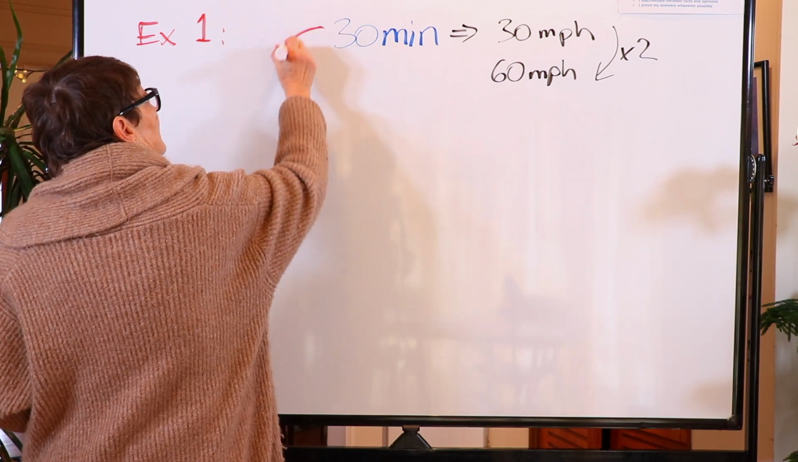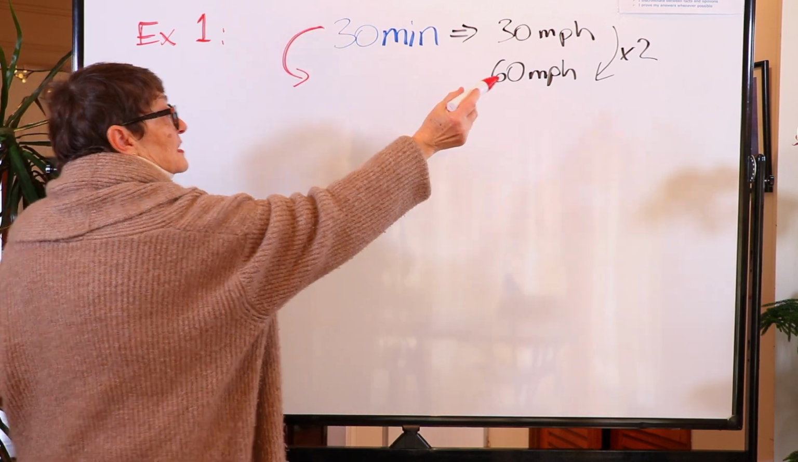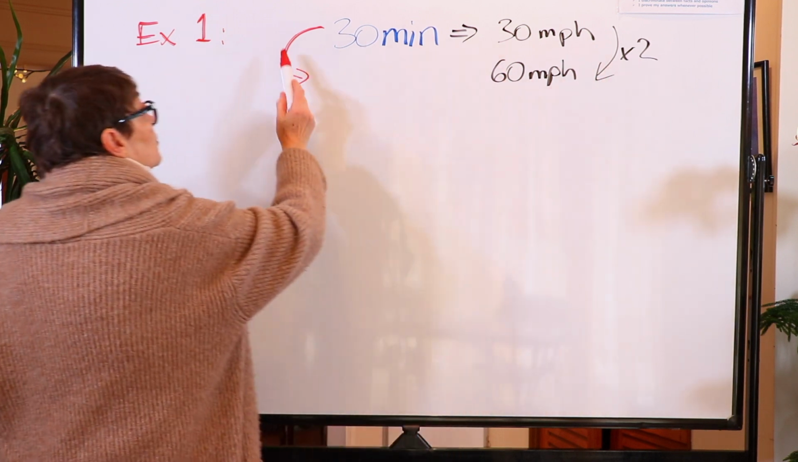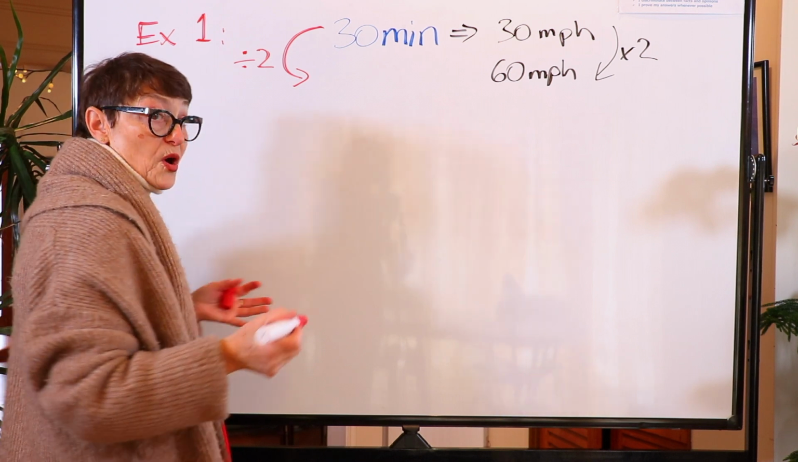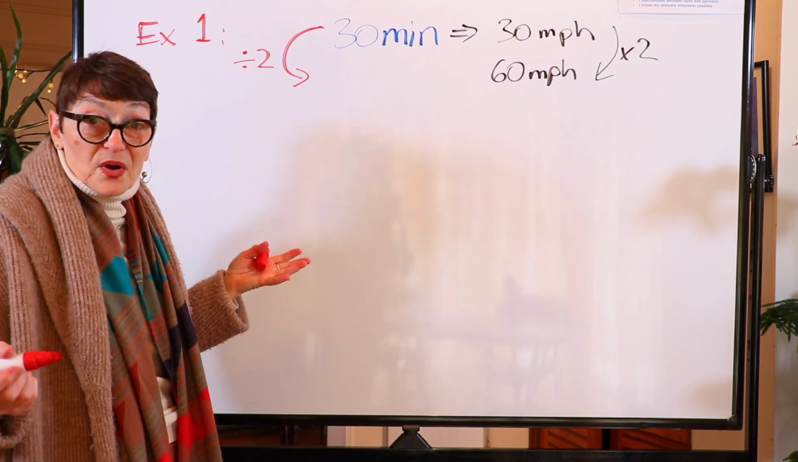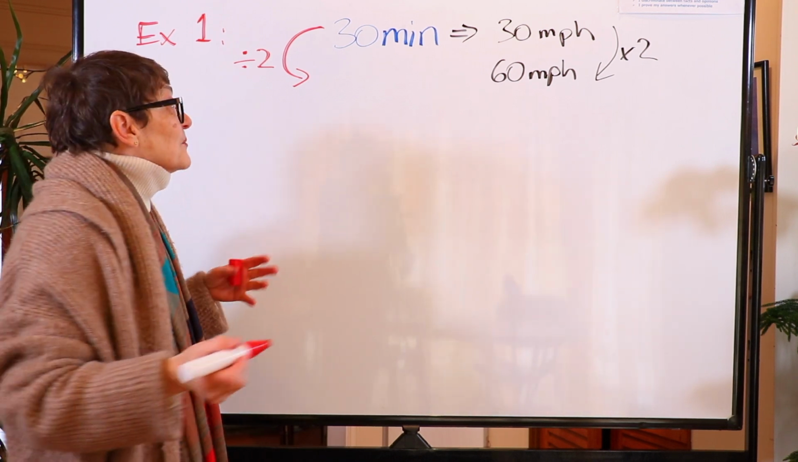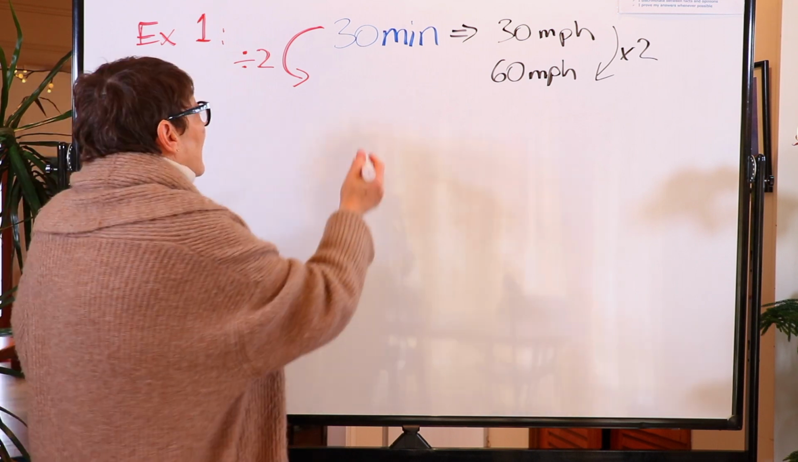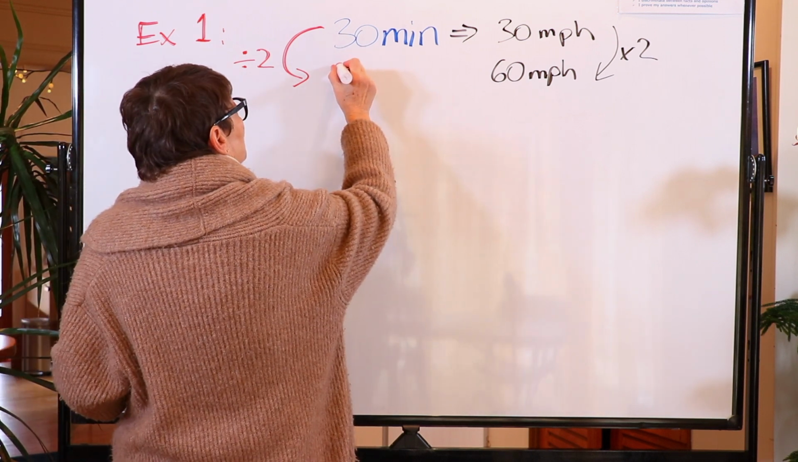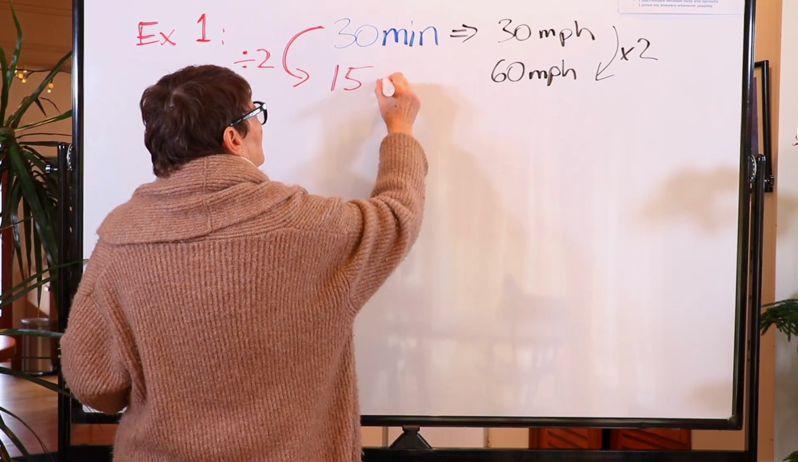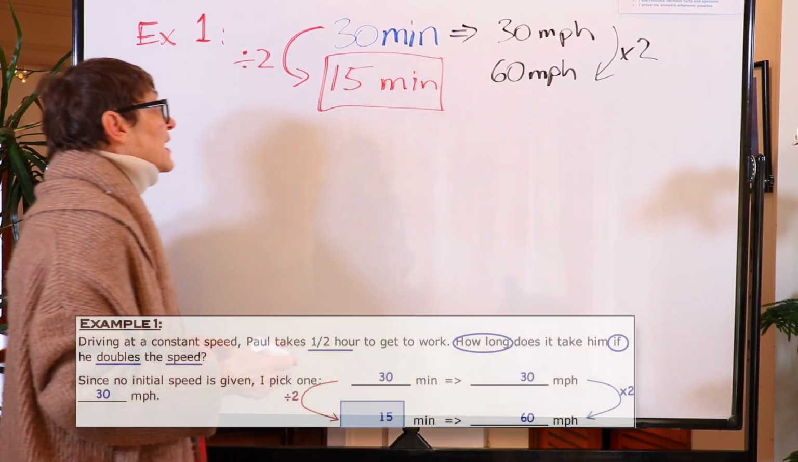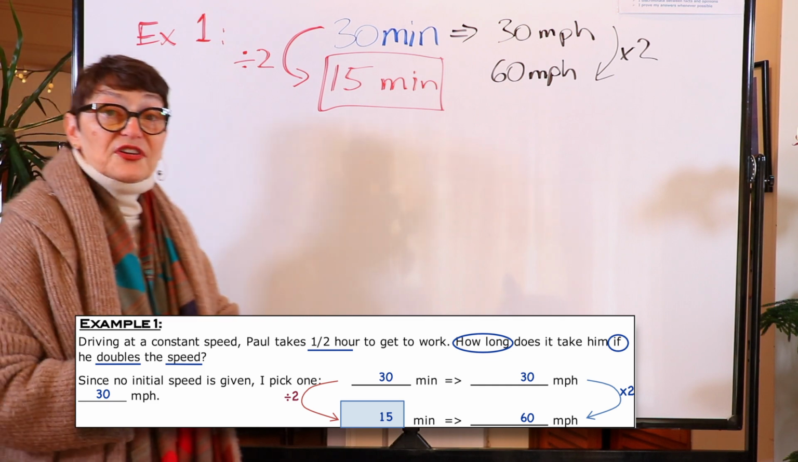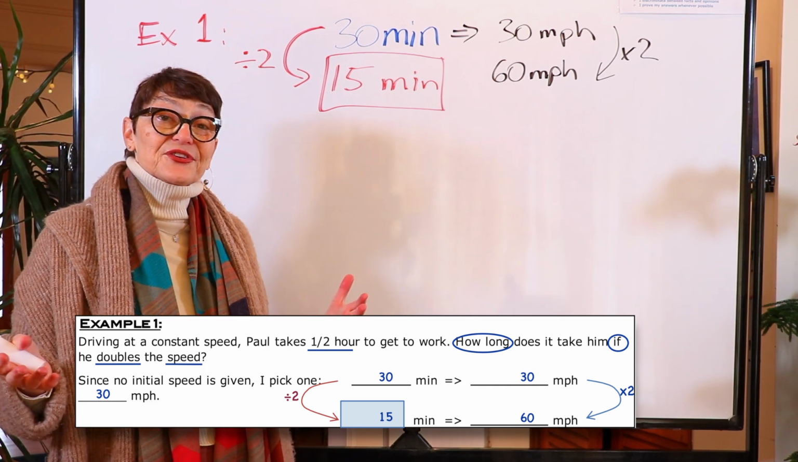So what we're doing here is exactly the opposite. Here we'll multiply by 2, but here we need to divide by 2, or we could also have multiplied by 1/2. That also works. We can multiply by the inverse. And that means we're gonna cut 30 by 2 and we come up with 15 minutes. And that's our answer here. So that's a very simple way to illustrate an inverse relationship.